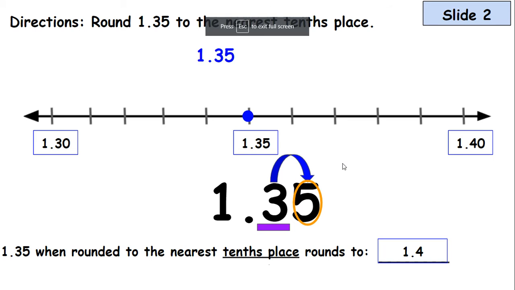So remember, 4 or less, let it rest. 5 or more, raise the score. Well, 5 hundredths falls in the category of 5 or more, raise the score. So that means that 3 tenths is going to raise up to 4 tenths. And we need to remember to include everything to the left. So 1 and 35 hundredths, when rounded to the nearest tenths, is 1 and 4 tenths.